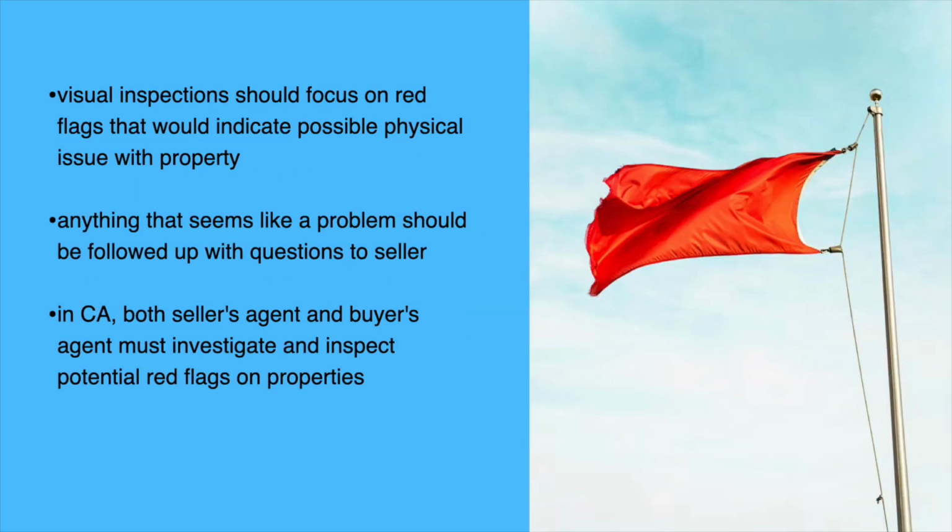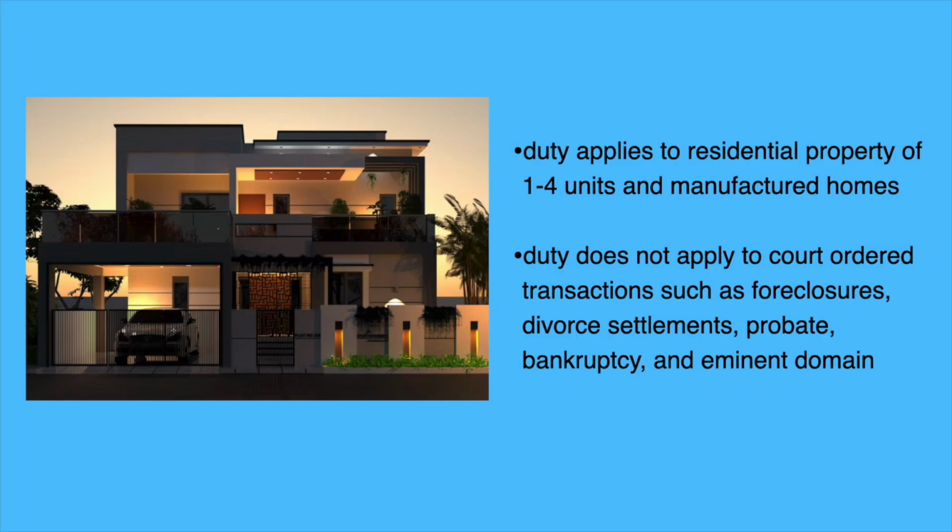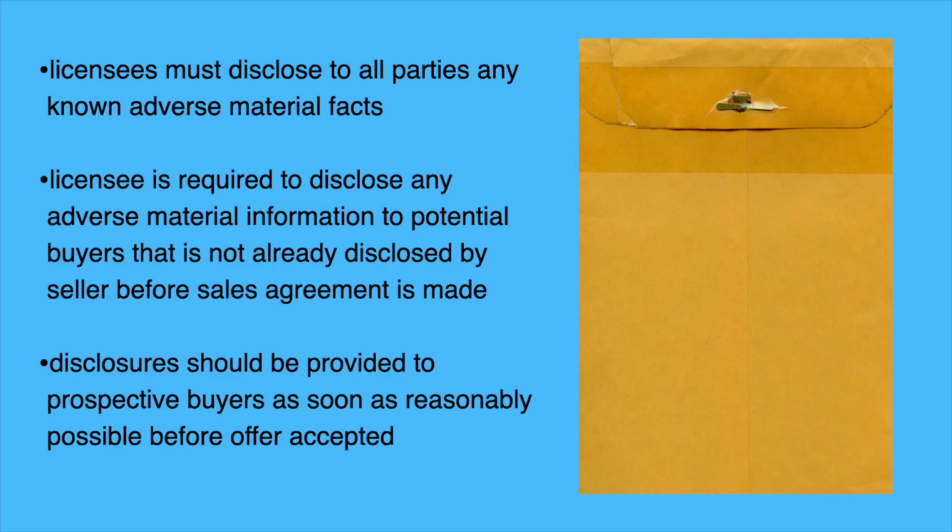Visual inspection should focus on red flags that would indicate a possible physical issue with the property. Anything that seems like a problem should be followed up with questions to the seller. In California, both the seller's agent and buyer's agent must investigate and inspect potential red flags on properties. This duty applies to residential property of 1 to 4 units and manufactured homes. Again, it doesn't apply to court-ordered transactions.